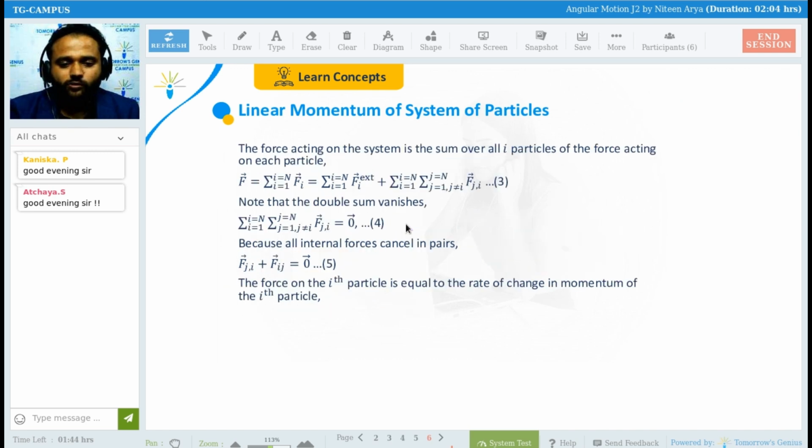Okay. So moving ahead, the force acting on the system is the sum over all i particles of the force acting on each particle.